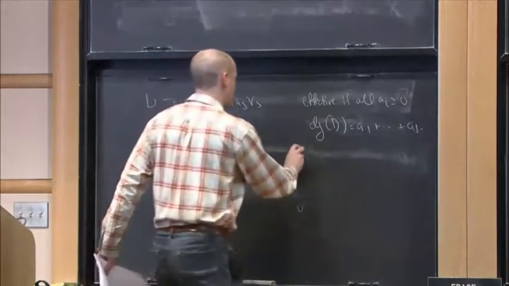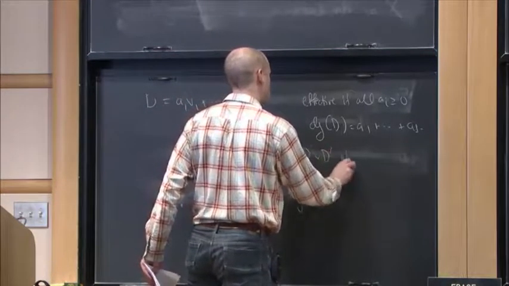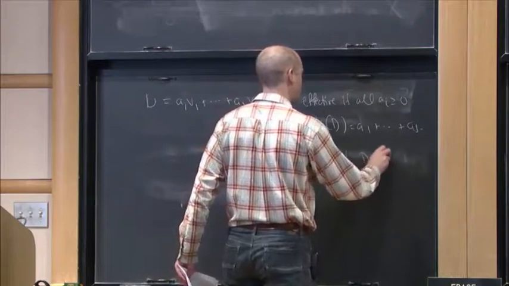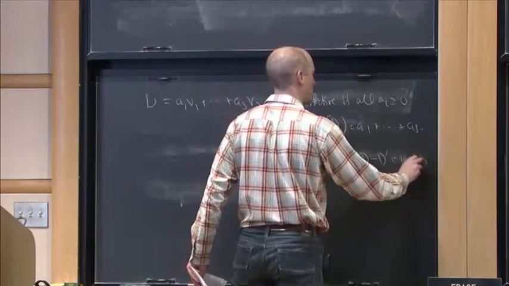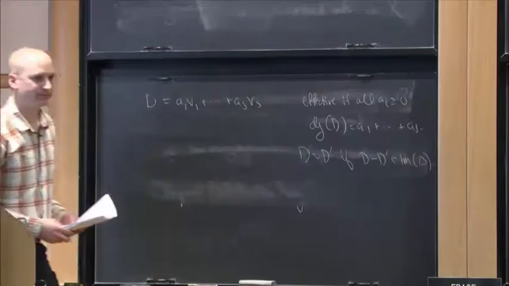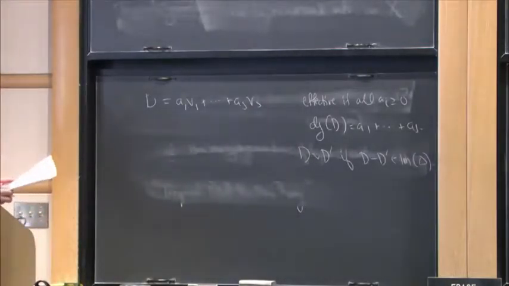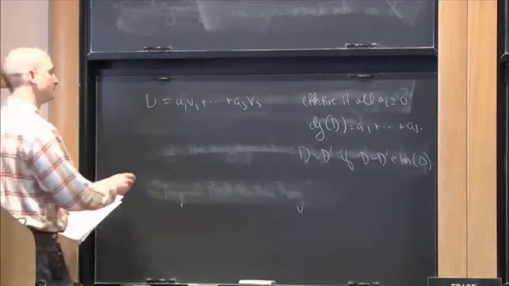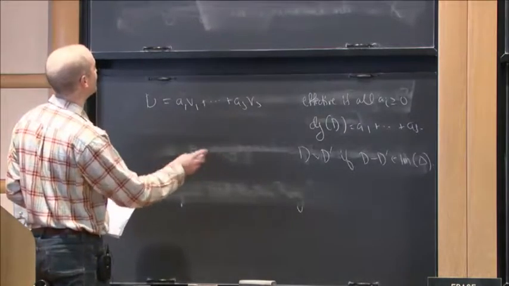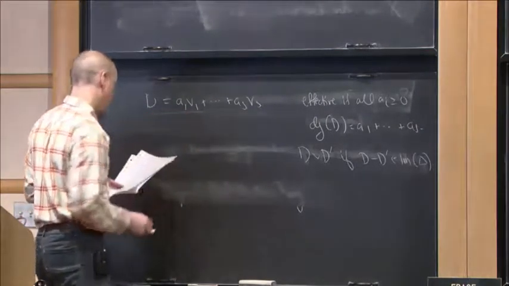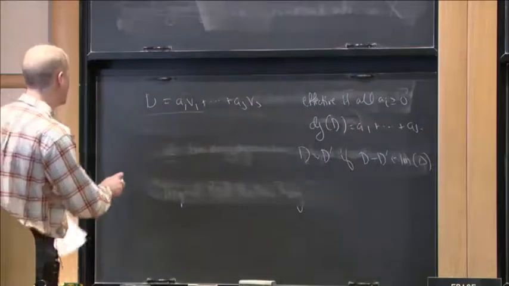And two divisors are equivalent if their difference is in the image of the combinatorial Laplacian. And so the image is all divisors of degree 0. Or rather, all divisors in the image have degree 0, but not all divisors of degree 0 are in the image.